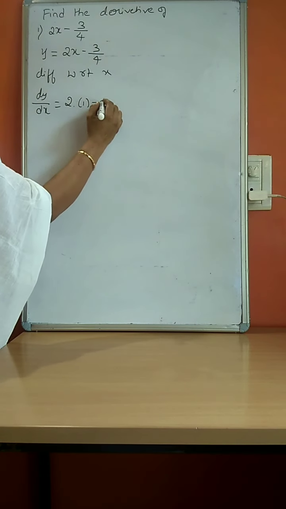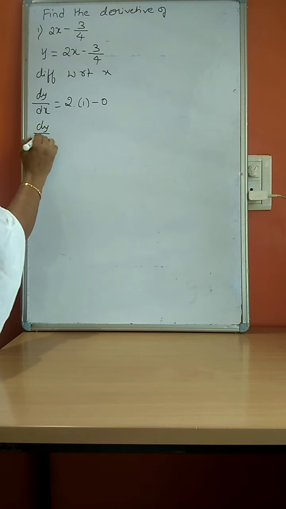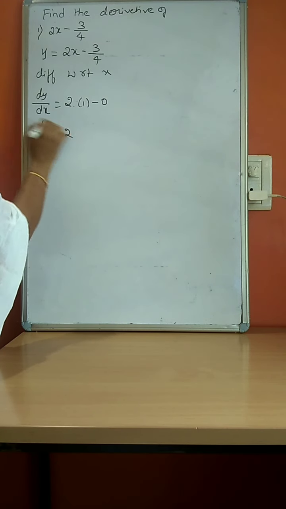differentiation of a constant is 0. Therefore, dy by dx is equal to 2.